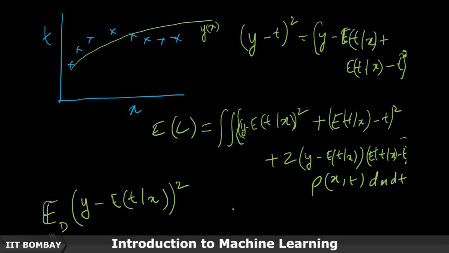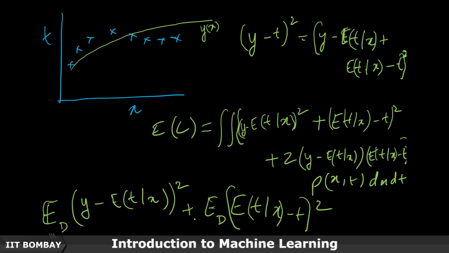The other term that we will get is this expected value of t given x minus t, and the expectation of this whole squared. So we will get two terms like this. Now the first term is basically your modeling variance, right? So here it depends on how complicated a model we use, and that complicated model will bring y as close to the expected value of t as possible.